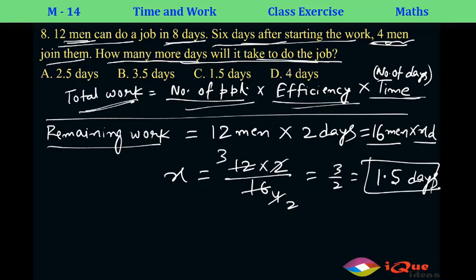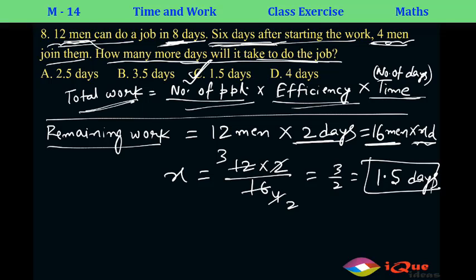Right, in this question you have to be a little careful. The total work they could have done in 8 days. Out of that they have already worked for 6 days. So the remaining work is for those 12 people only for 2 days. Right, and 4 more men join. So that means 16 men, and for them how much time will it take? This is what we had to calculate. Okay, so the answer is C option, 1.5 days.